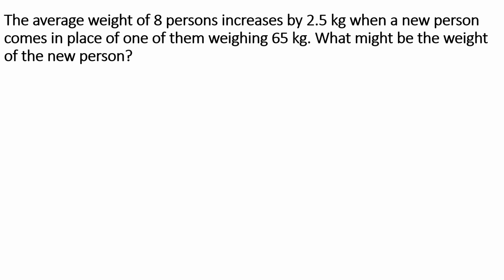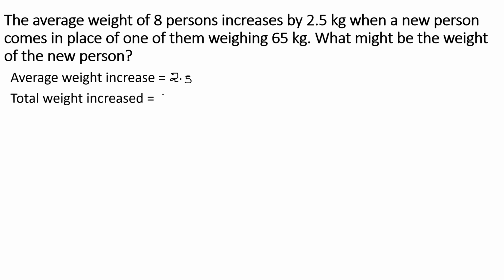Next question. The average weight of 8 persons increases by 2.5 kg when a new person comes in place of one of them who is weighing 65 kilograms. So what might be the weight of the new person? Average weight increases, how much is it? 2.5 kg. So total weight increase will be 2.5 into 8, since there are 8 persons, which is equal to 20. So this is the total weight increase.